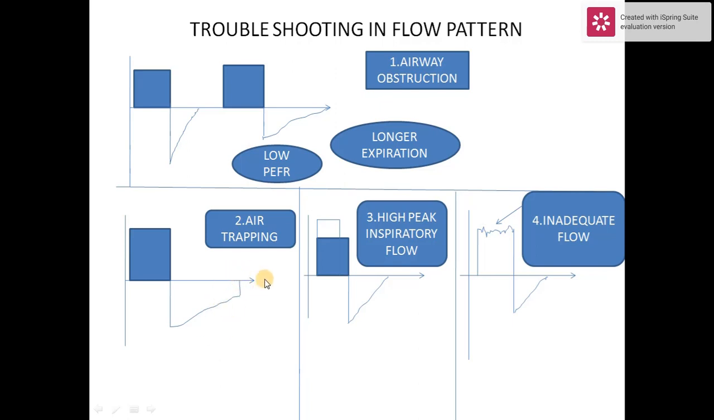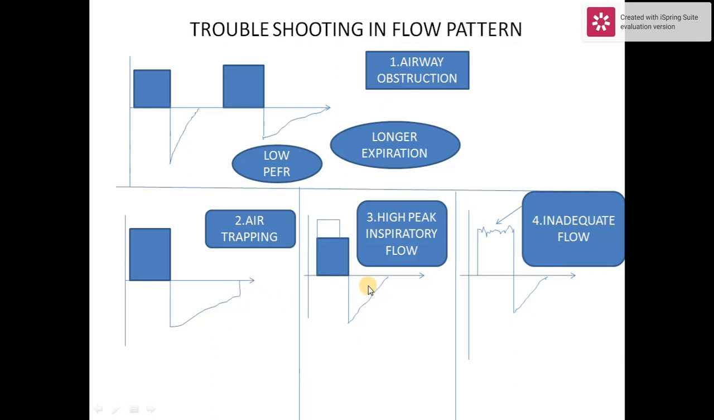Air trapping can be seen in diseases like COPD, asthma, and also in a condition called auto-PEEP, where there is an excessive PEEP generated because of incomplete expiration. It is seen mainly when we set an expiratory time less than the required time, or when there is an airway obstruction due to bronchospasm or mucous obstruction. We see this type of pattern known as auto-PEEP or air trapping.